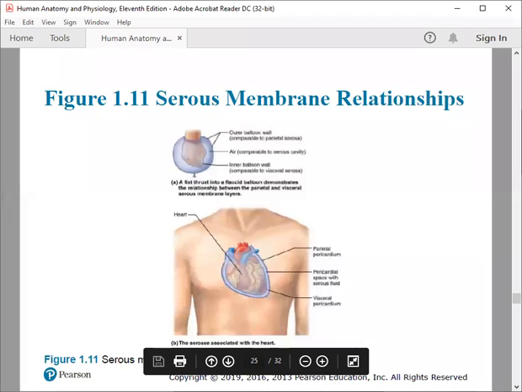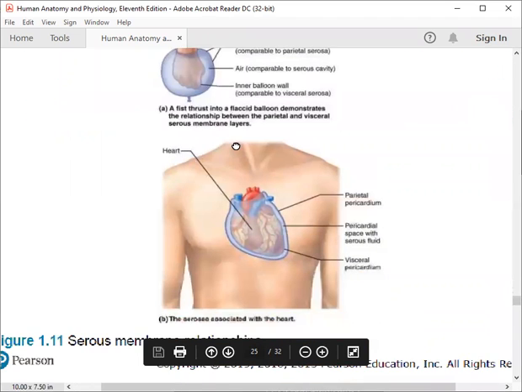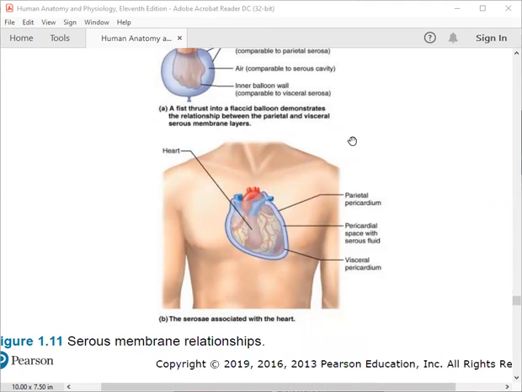I'm trying to move this bar so that I can zoom in a little bit here. So this is showing you here the parietal pericardium. So remember I said your parietal layer, your parietal serosa is going to be the outer portion of the membrane surrounding it. And then you have that space with the serous fluid between it.